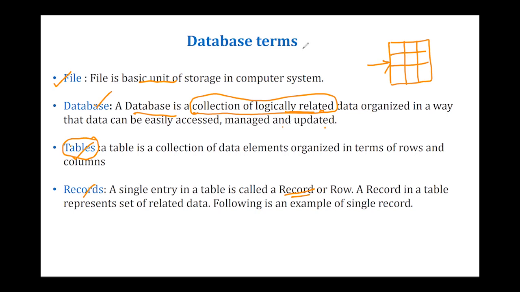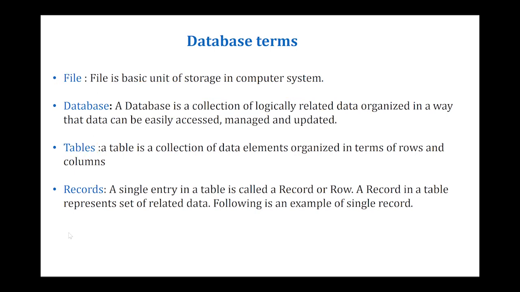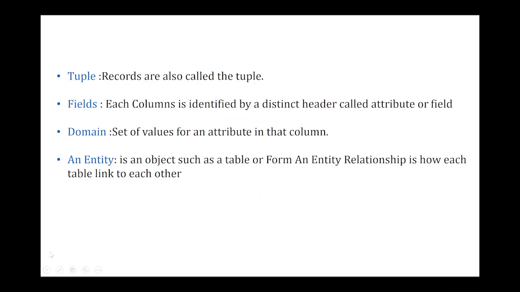The next term we are going to see is tuple. So what is a tuple? A record, the same row whatever we saw, that row is sometimes also called a tuple. The other name for the record or the row is tuple. What are fields? Each column is identified by a distinct header called an attribute or field. So when I have a table like this, of course for each table I should have a header, isn't it? For example, what is this representing? Name, age. This is called a field.